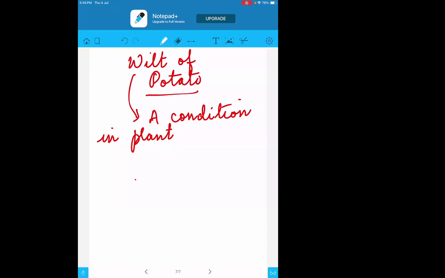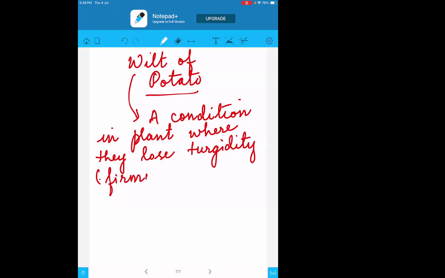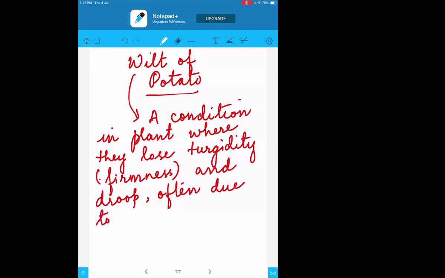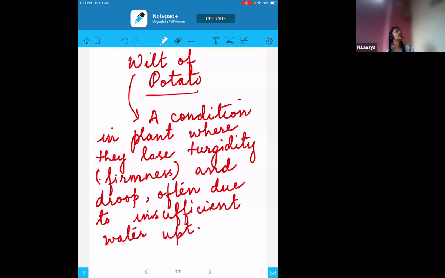So wilt is a condition in plants where they lose turgidity. And what is turgidity? It means firmness. They lose the firmness and droop. Droop means they fall down. And why does this happen? It happens due to insufficient water intake or uptake. Because of the pathogen or microbe, the plant is not able to take sufficient water, and because of this insufficient water uptake, they droop.